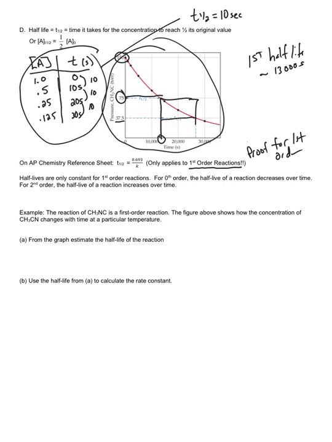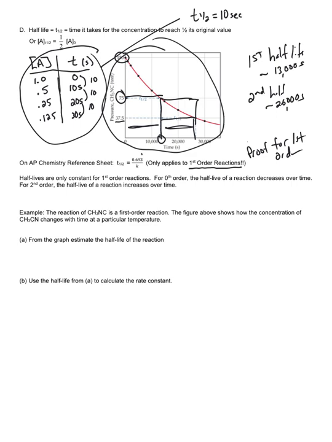which for this one now takes us to about a total of 2,600 seconds. We can see that the amount of time, the length of this segment, is exactly the same. Or, again, each half-life is looking like it's operating at 13,000 seconds. So if the half-lives are consistent, this indicates that the reaction is first order.